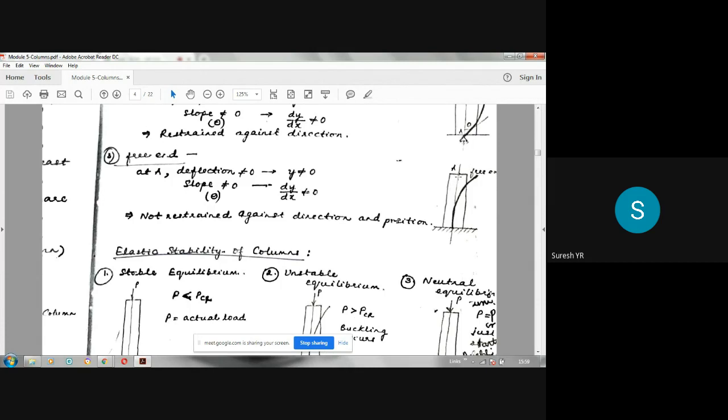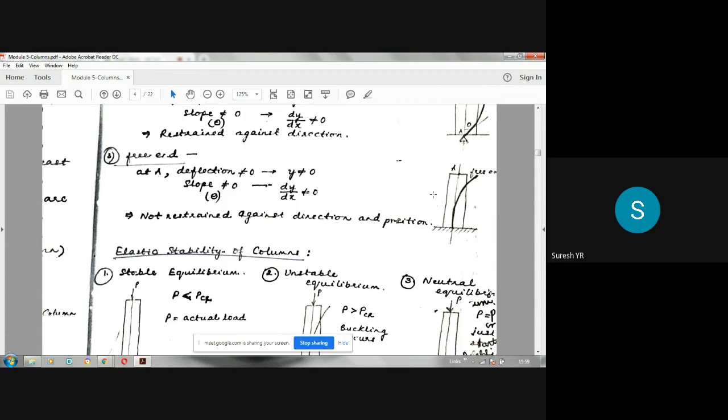Just like a cantilever beam, it has both rotation as well as deflection. So y is not equal to zero, dy/dx is not equal to zero. So this is the opposite of a fixed end. In a fixed end, both will be zero. There is no deflection, there is no rotation or slope. Whereas in the case of a free end, both will be there. They will not be zero. So it will deflect like this.